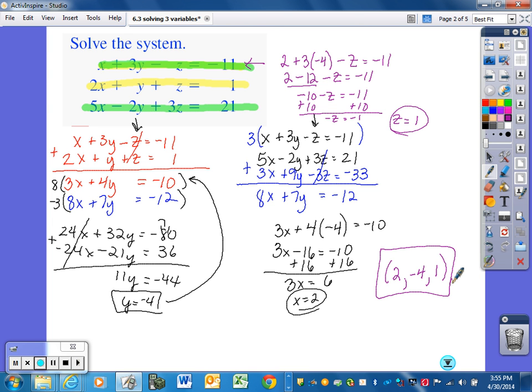And I can always double check my answer by plugging them into the second equation and the third equation to make sure they work. 2 times 2 is 4, minus 4 is 0, plus 1 is 1. 5 times 2 is 10, minus 2 times negative 4 is 8, and plus 8 is 18, plus 3 is 21. So they work.